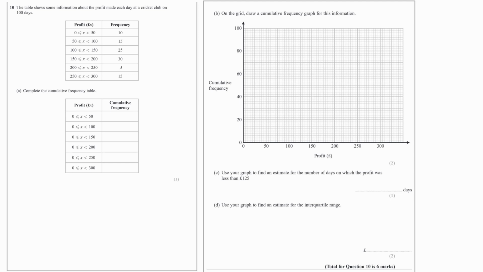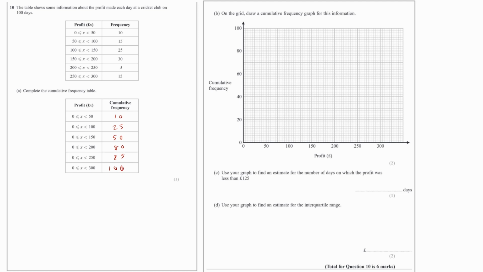So the profits made each day at the cricket club in 100 days. So 0 to 50, 50 to 100, 100. These are evenly spaced. We've got the frequencies. We want a cumulative frequency table. That's just adding the preceding amounts. So between 0 and 50, then 0 to 100 is the 10 plus the 15, so we get 25. Then 50. Then 80, 85, and then 100.